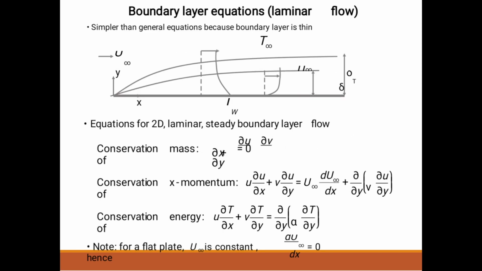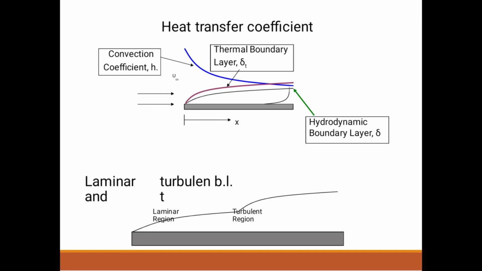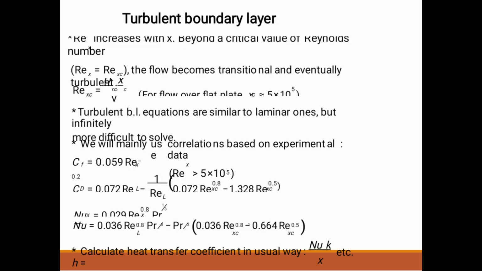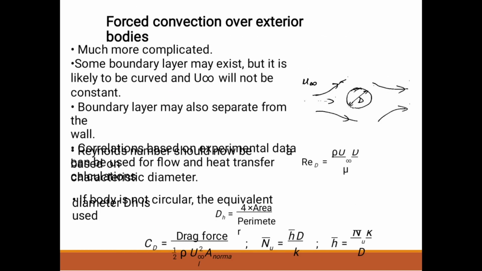This is the effect of the Prandtl number, and the laminar boundary layer equations for conservation of mass, momentum and energy. The boundary layer thickness formula and the skin friction coefficient formula are given. Forced convection over exterior bodies is much more complicated. Some boundary layer may exist, but it is likely to vary and will not be constant. The boundary layer may also separate from the wall.